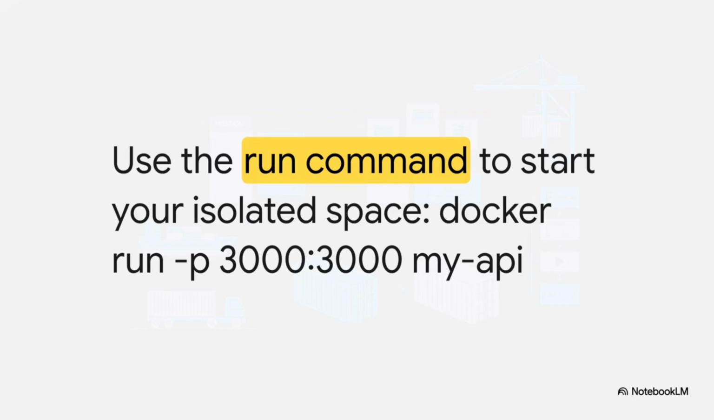And now for the magic moment. You type docker run -p 3000:3000 myapi. When you hit enter, the Docker engine creates an entirely isolated space with its own file system and network. The -p just maps the port from the container to your actual local machine. And just like that, your API is officially up and running exactly as it was on your machine, but now it's wrapped securely in that identical steel box.